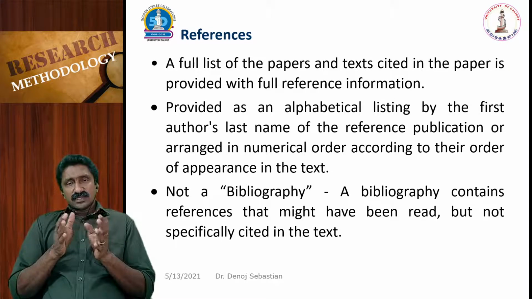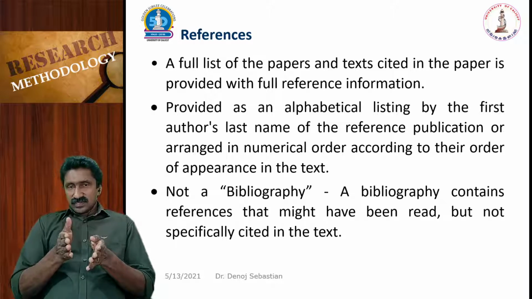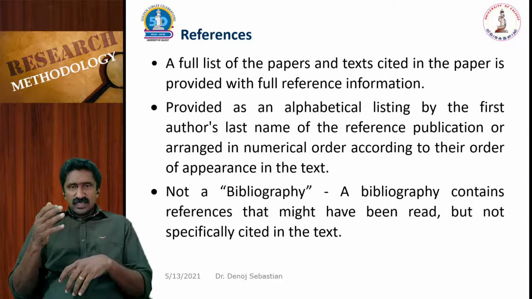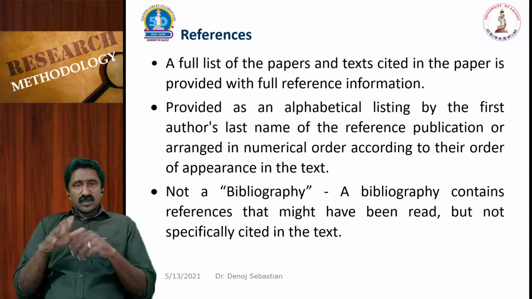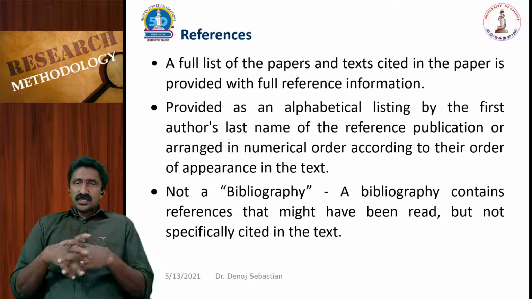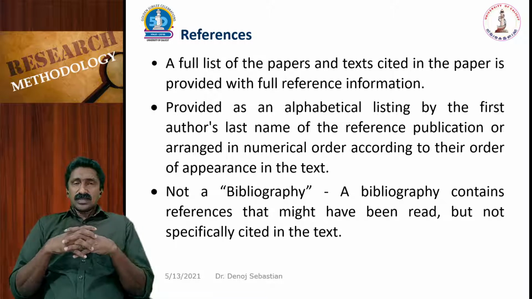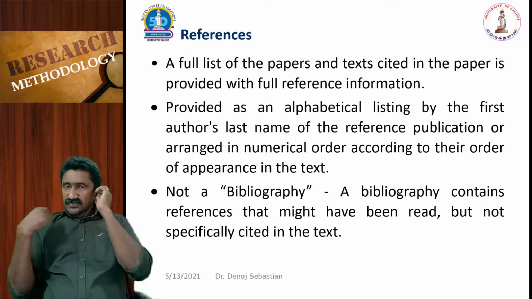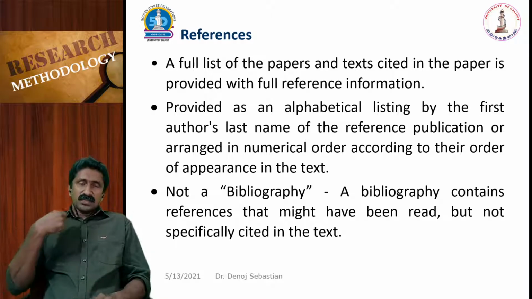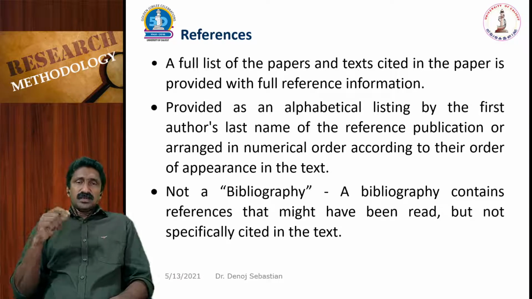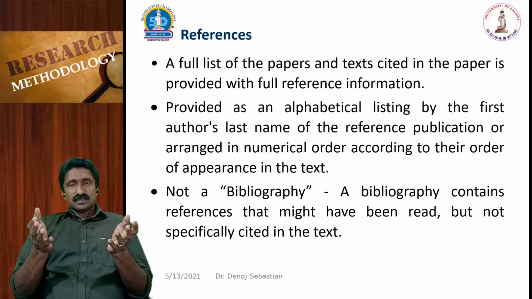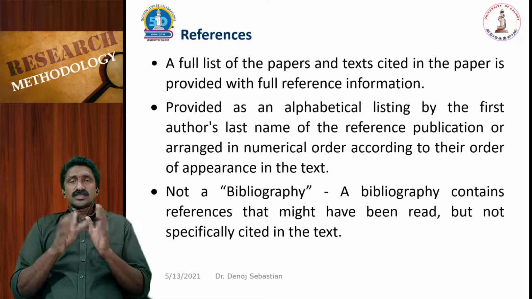A bibliography contains references that might have been read but not specifically cited in the text. So scientific papers require references, not a bibliography. If you are attaching, say, 50 references at the end and not citing them in the text, that means a bibliography: you read all these articles, got the concept, and wrote the paragraph. Instead of specifically citing some sentence or some concept to a particular author or a particular paper, you are just reading all these things, and that's only contributing to the author's knowledge database.